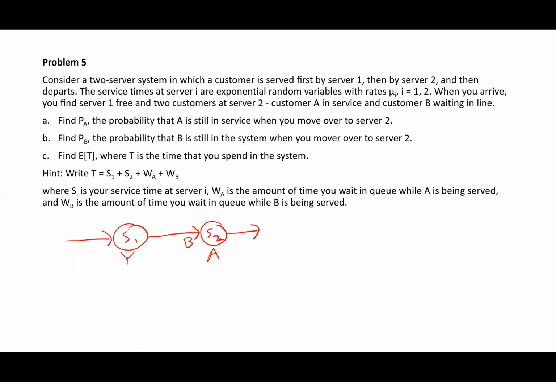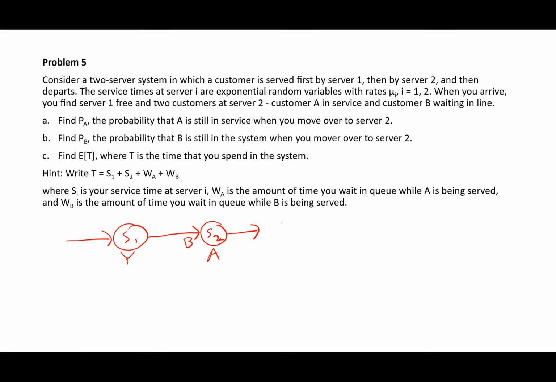nobody at server 1. So as soon as I'm done at server 1, I'll walk right over, and then I'll wait for service at server 2, if both of those people are still there, or one person's still there. Otherwise, I'll go straight and get service at server 2 and leave the system. And so let's analyze the system.